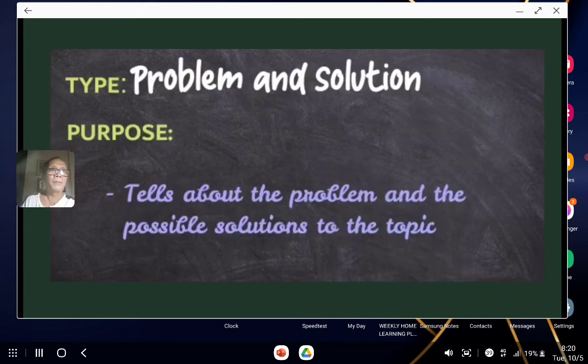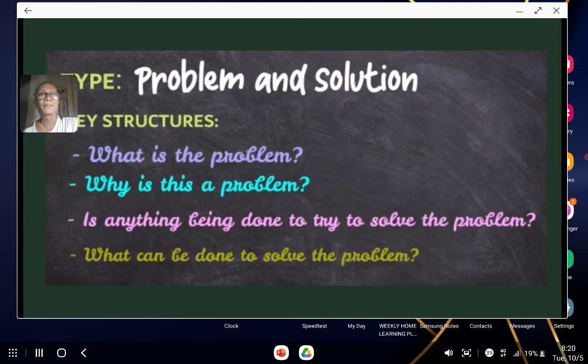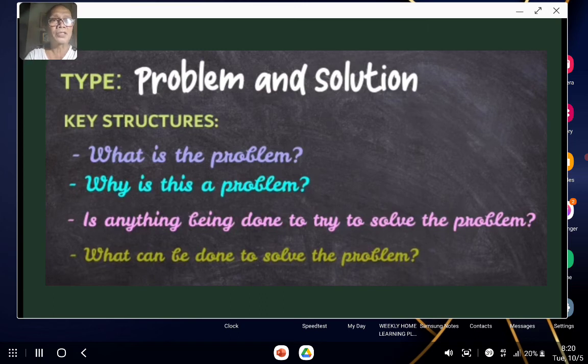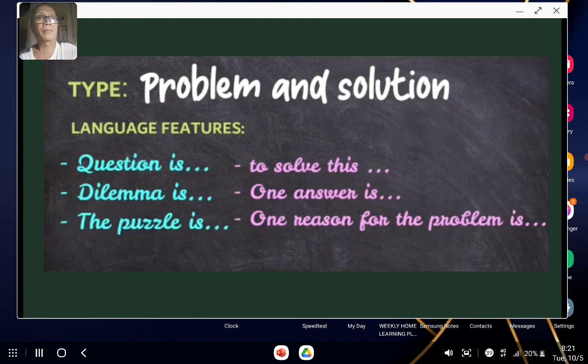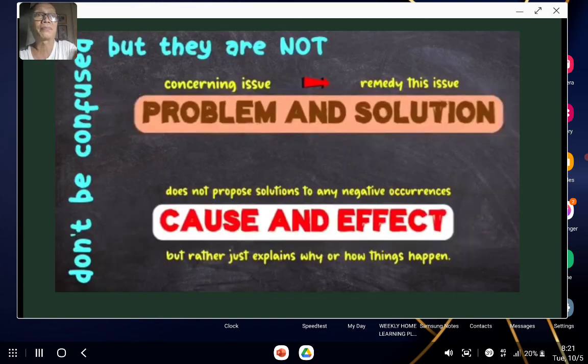We have here the problem and solution. The purpose is to tell about the problem and the possible solution to the topic. And here are the key structures. What is the problem? Why is it a problem? Is anything being done to try to solve the problem? And what can be done to solve the problem? And the language features are: the question is, to solve this, the dilemma is, one answer is, the puzzle is, one reason for the problem is.